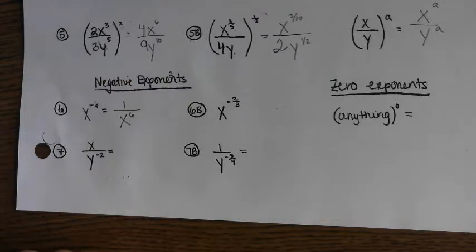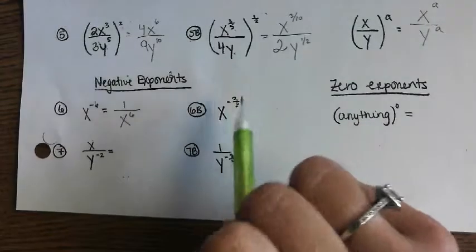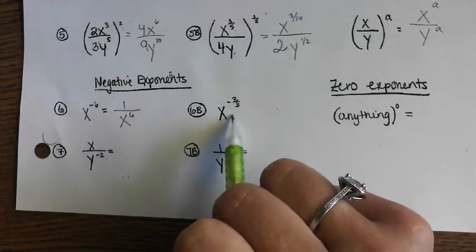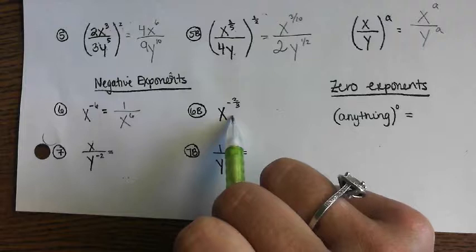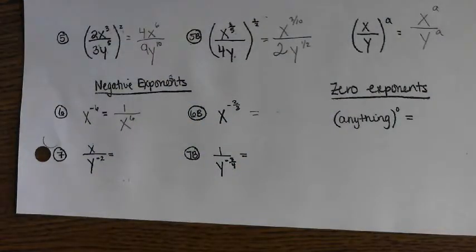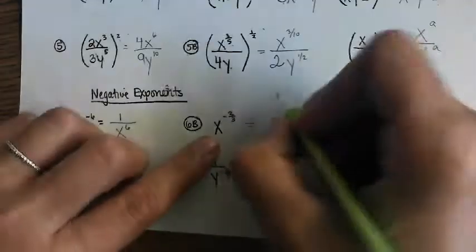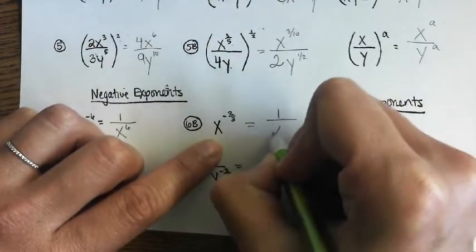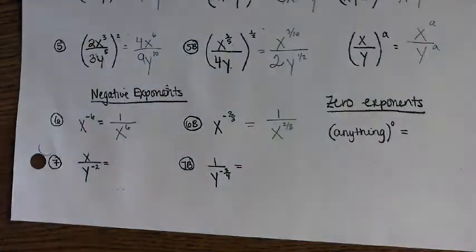Sierra, did you have a question? Oh, yeah. Okay, good. So this one again is in a numerator. So to make that exponent, which is currently a negative 2/3, a positive 2/3, we do 1 over x to the 2/3.